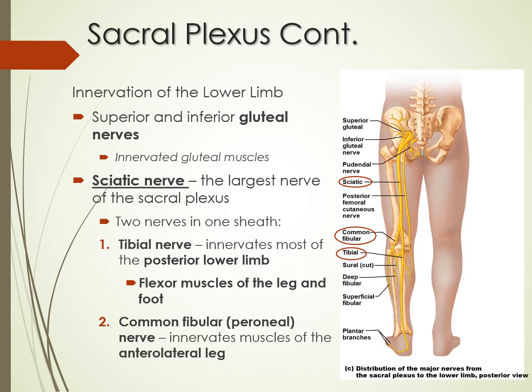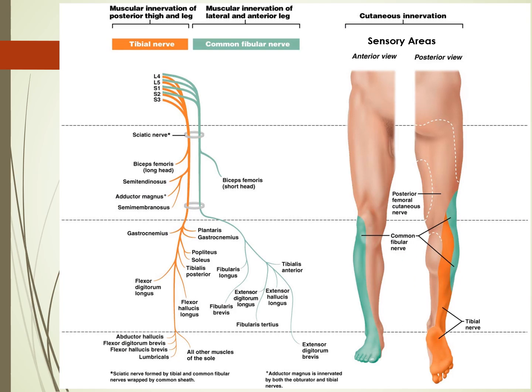But then the major branch of the sacral plexus is the sciatic nerve. So the sciatic nerve is really important, and a lot of people have sciatic nerve pain, right? And it's the largest nerve in the body, actually. And it's actually two nerves in one sheath. So once it hits about the level of the knee, kind of right above the knee, it actually splits into these two nerves. So it splits into the tibial nerve, which innervates most of the posterior lower limb. And these are the flexors of the leg and the foot.